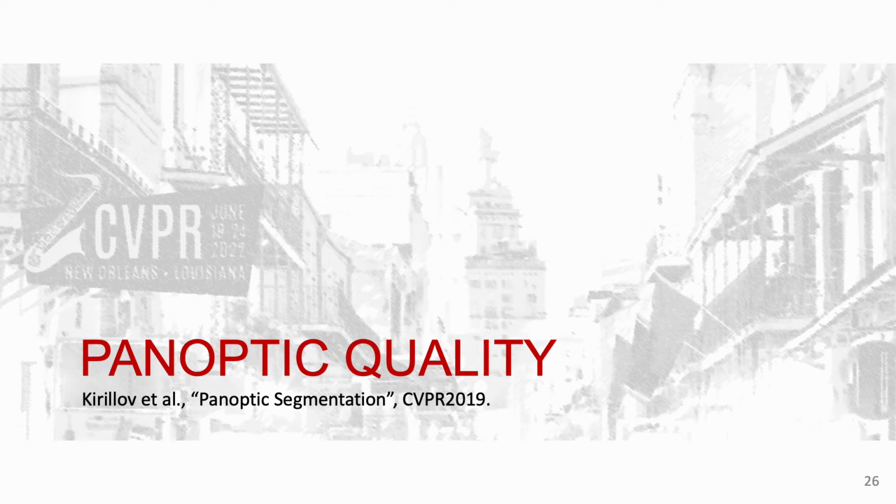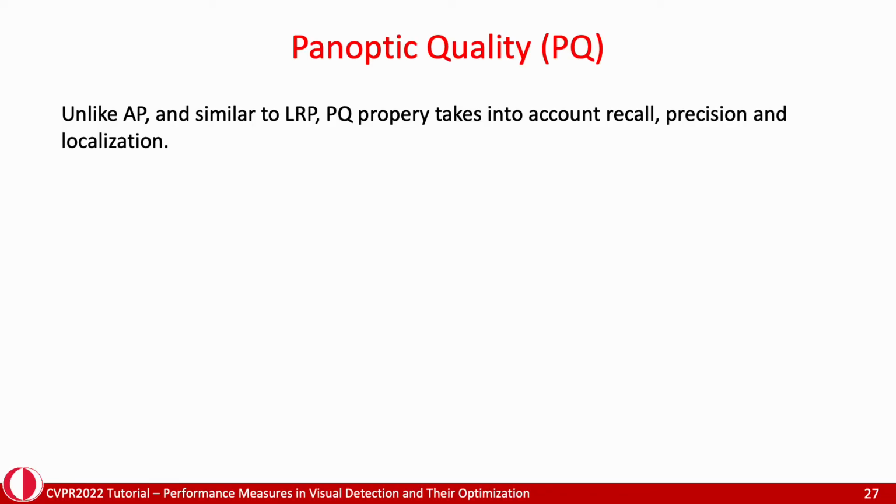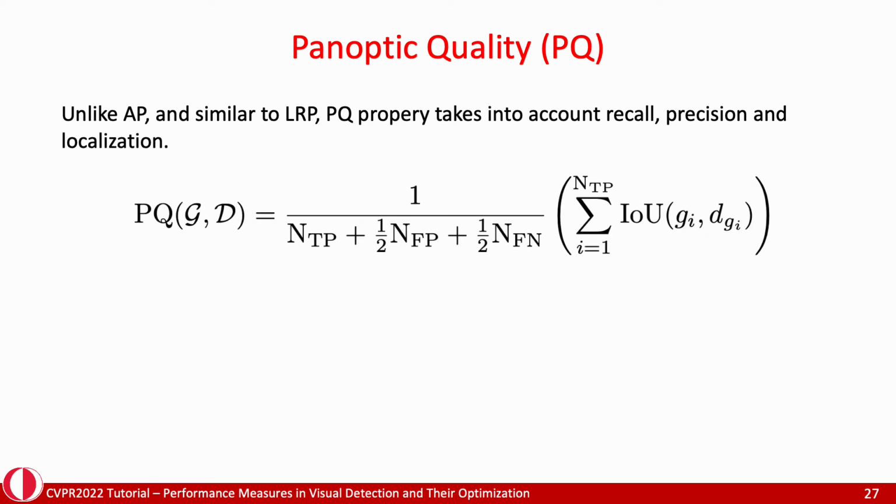Alright, now let's look at another performance measure called the Panoptic Quality, which was proposed in CVPR 2019. Unlike AP and similar to LRP, PQ, or Panoptic Quality, properly takes into account recall, precision, and localization. Here is its formula. It is similar to that of LRP in structure, but unlike LRP, which is an error metric, PQ is a the-higher-the-better measure, similar to AP.